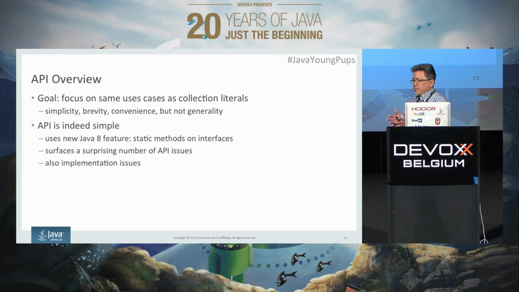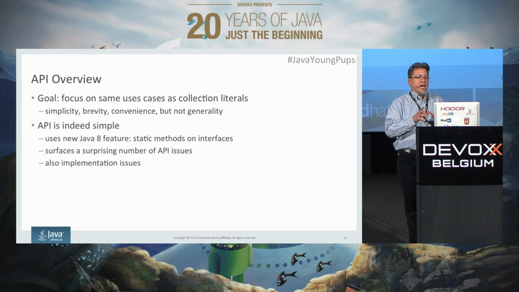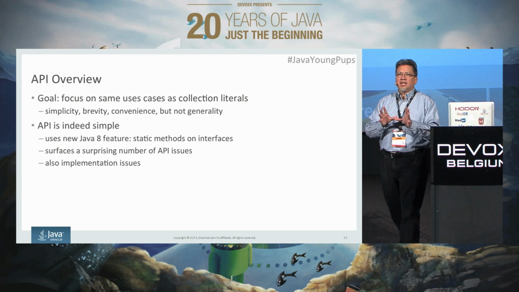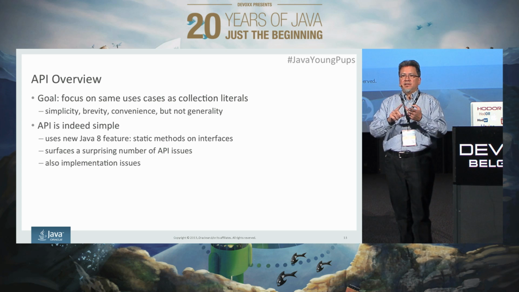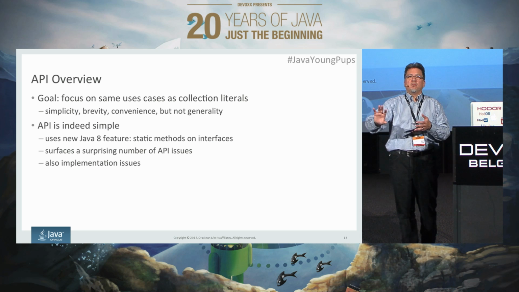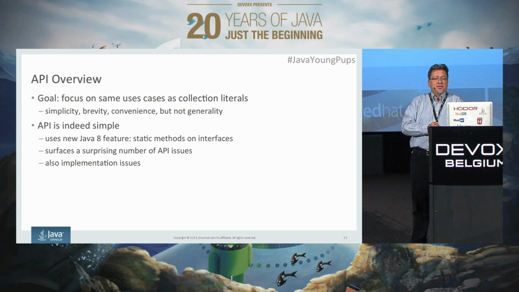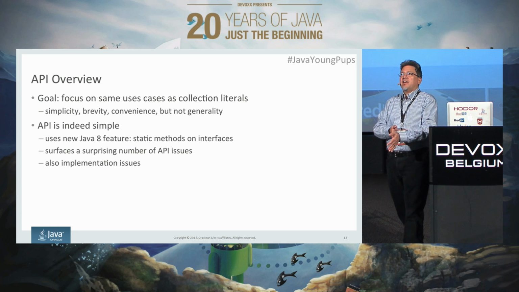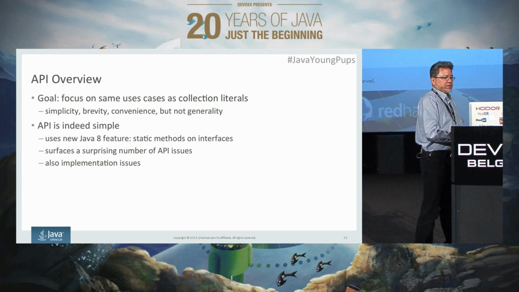So the goal is, it's an API, but the goal is to be very similar to what the goal of collection literals was. So we want things to be simple and concise and brief and convenient, but we are not trying to be very general. So in particular, we can produce instances of list, set, and map. And so we're not going to try to tackle creating a collection of some arbitrary type. The API is pretty simple. I'll show some examples on the next page, but the main thing we do is we're using a new Java 8 feature, which is the ability to add static methods to interfaces. So we use that all over the place.